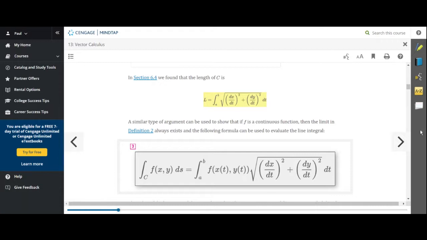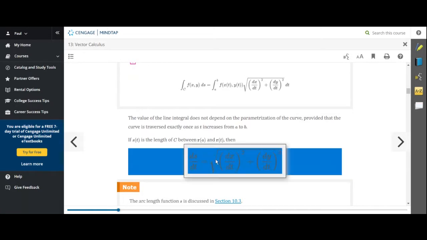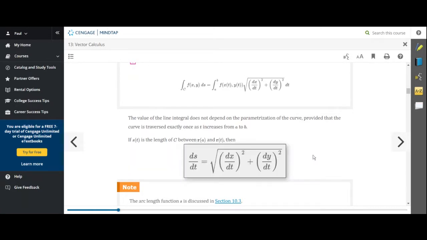Okay, here's what they're doing actually. This is really what I was looking for. If s of t is the length of a curve C between one point given by the vector r of a and another point given by the vector r of t, then the derivative ds dt would simply equal that square root that you see there, by the fundamental theorem of calculus. And so therefore, ds would equal the square root of dx dt squared plus dy dt squared times dt.